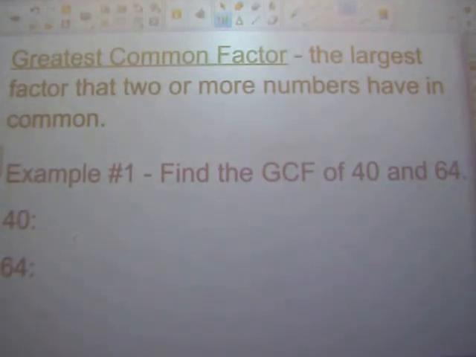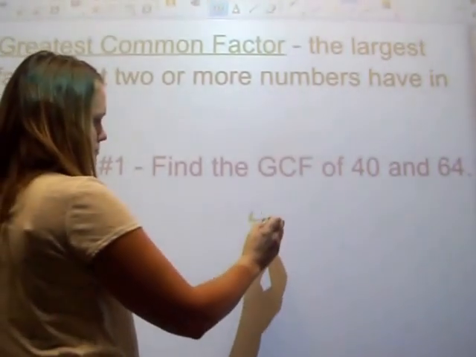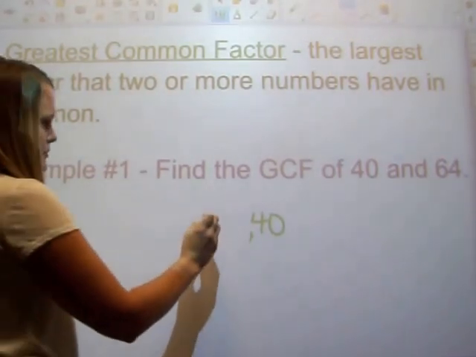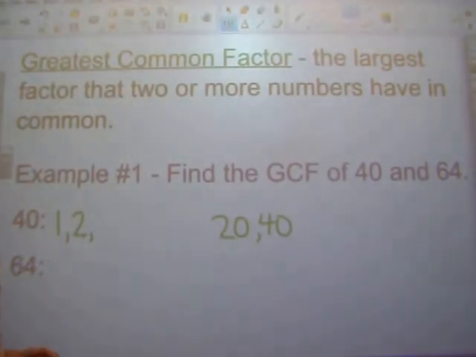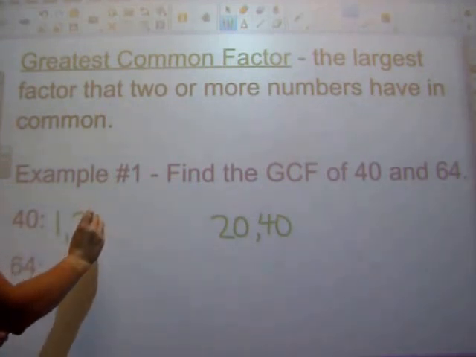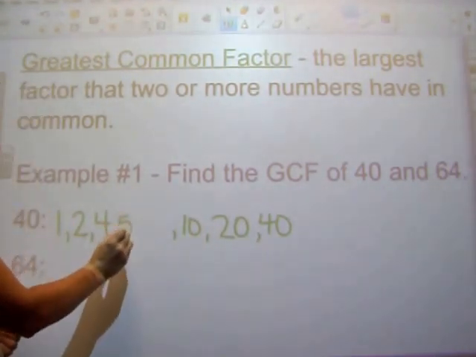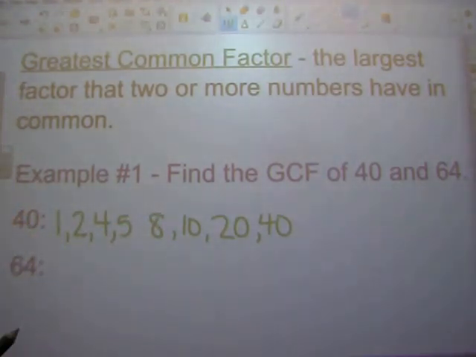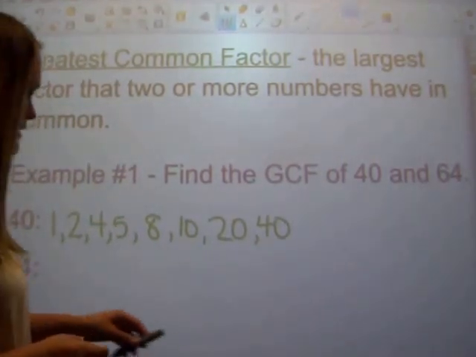So factors of 40 would be 1 times 40, 2 times 20, and I have to ask myself, does 3 work? Can 3 be multiplied by anything to get 40? And the answer is no. So 4 times 10, 5 times 8, 6 doesn't go into 40, 7 doesn't go into 40, and then we're at 8. So we know that we have all of the factors of 40.